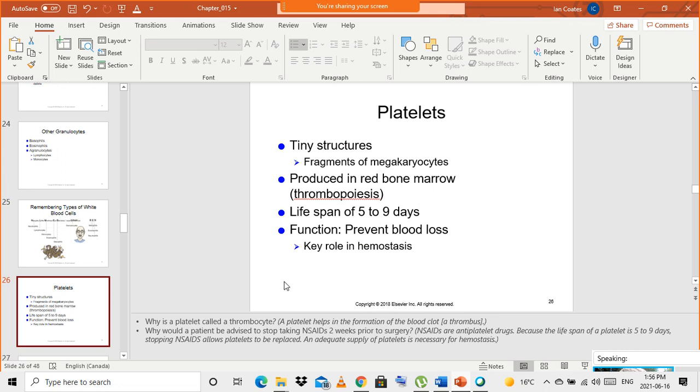The platelets, tiny little structures, fragments. They're produced in the red bone marrow. Okay.